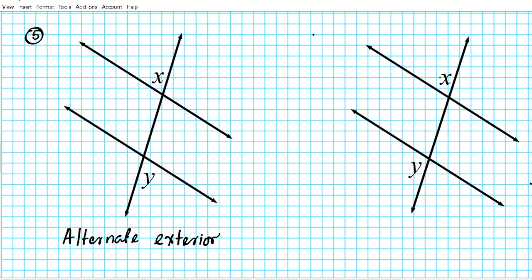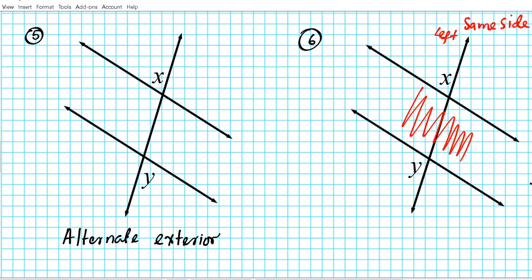All right, let's look at number 6. We can see that they do not occupy the same relative position, so they are not corresponding. This one is in the upper left, and this one is in the lower left. They're not alternate because they're on the same side. So what do you think these are called? They are on the exterior for sure, because this is the interior right here. They're both on the left side of the transversal. They are not on alternate sides like in number 5. The opposite of alternate is same side.